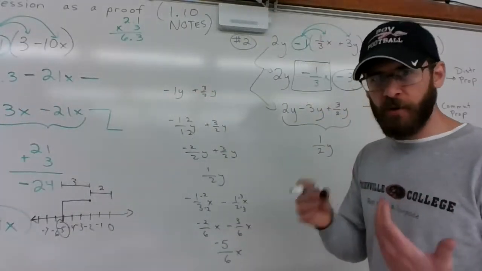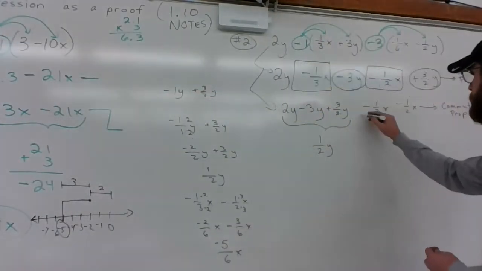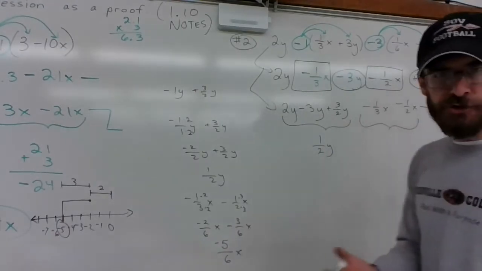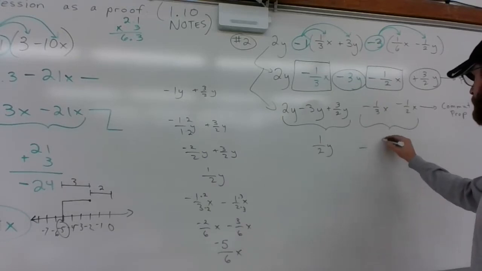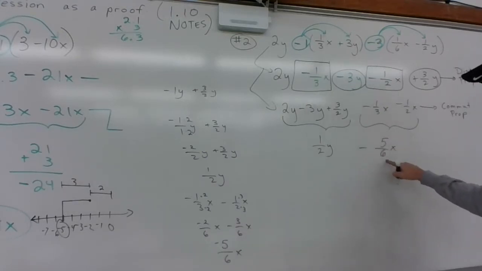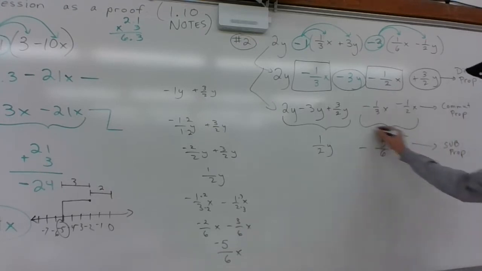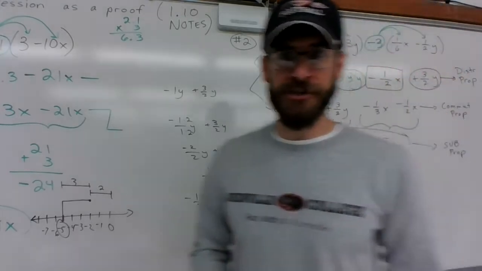So hopefully you guys are doing well with wrapping your mind around that. If you're still struggling, don't give up. So this negative 5 over 6x replaces this using the substitution property. And that's the simplified version of the expression.